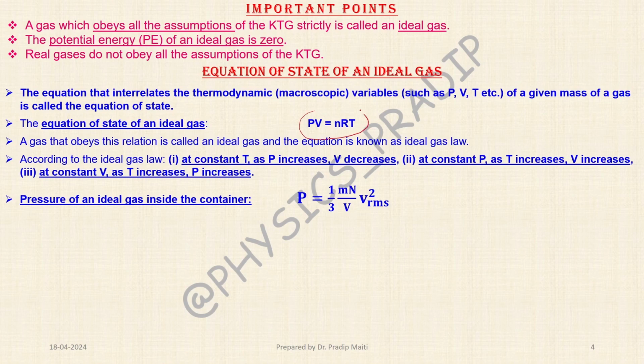According to this equation, at constant temperature, pressure is inversely proportional to volume. That is, if we increase pressure, then volume will decrease. At constant pressure, that is, if we fix pressure, volume will be proportional to temperature. Also, if we fix volume, then pressure will be proportional to temperature. So remember these points, these are very important. Also, pressure of an ideal gas inside a container is P = 1/3 (mN/V) v_rms squared.